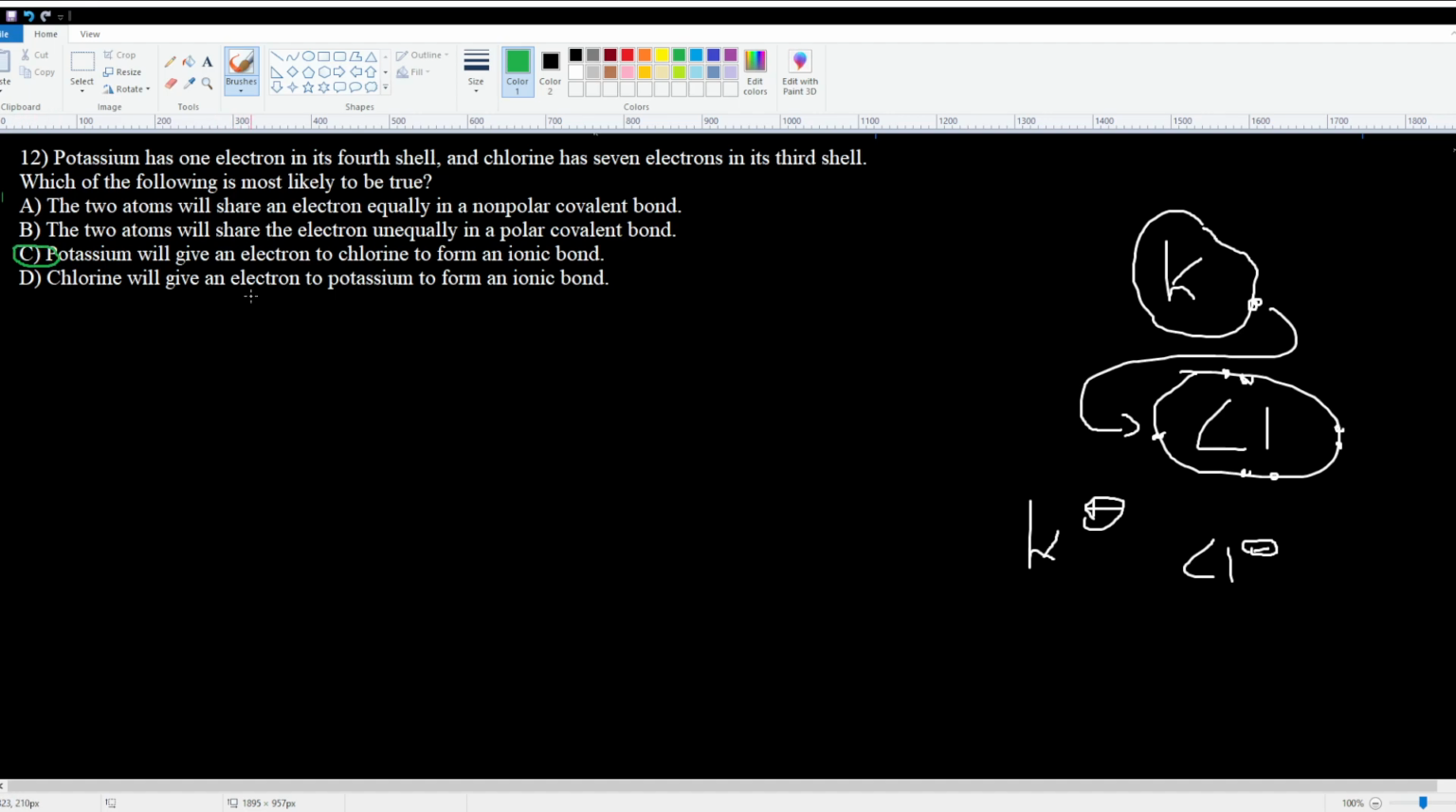Potassium will give an electron to chlorine to form an ionic bond, not chlorine giving an electron to potassium. That's not possible. And we're not talking about sharing either, because we're talking about ionic bonding. They will not share at all, pretty much. But you wouldn't really know that without looking at the periodic table. So this feels like a trick question. Anyway, moving on.